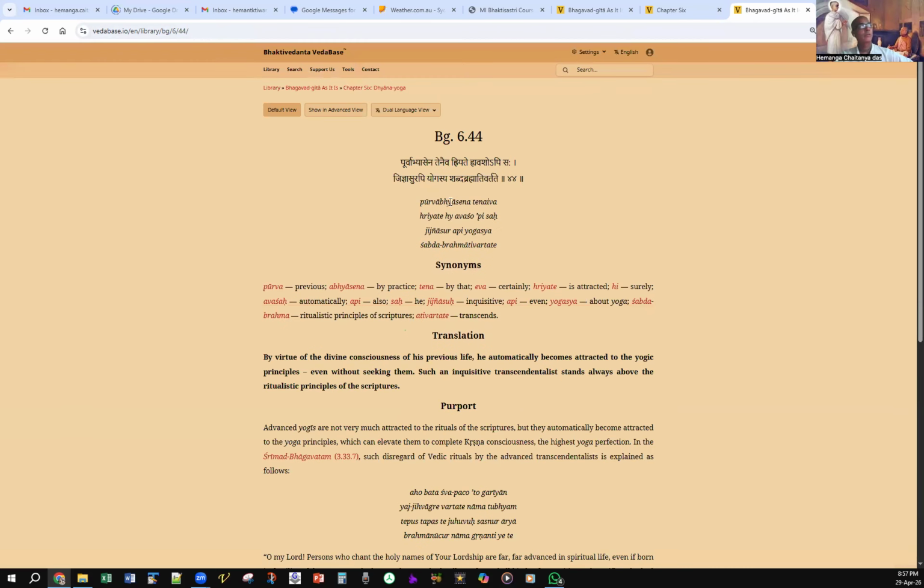So Purva Abhyas, everyone understands in Hindi? Purva Abhyas, pehle ka abhyas. The practice which you have done in the previous body, 643. So Purva Abhyas tenaiva, that person, due to the previous practice, hriyate refers to getting attracted. He will get attracted again. How? Avasho means helplessly he will get attracted.